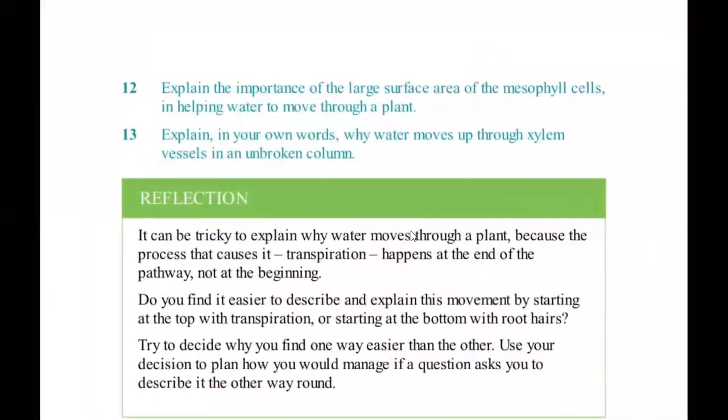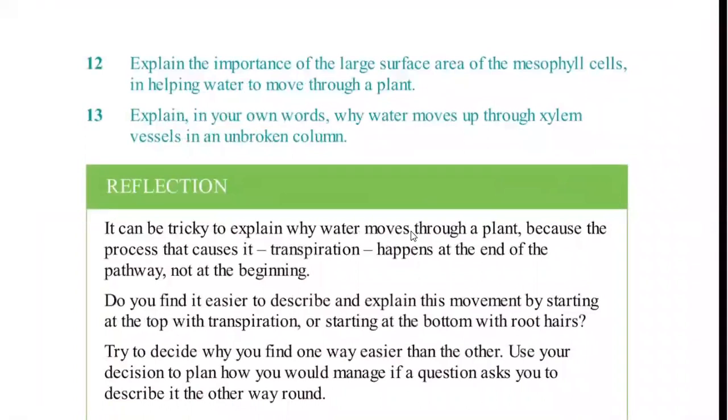Yes, correct. Okay. And I hope you know the answer to this question as well. Explain the importance of the large surface area of the mesophyll cells in helping water to move through a plant. Yes, it just means that there are more stomata present, which allow a greater rate of transpiration. Correct. And also, when we say the surface area of the mesophyll cells is large, this means that it allows a lot of evaporation from the surface of the mesophyll cells into the substomatal air spaces and from there into the stomata.